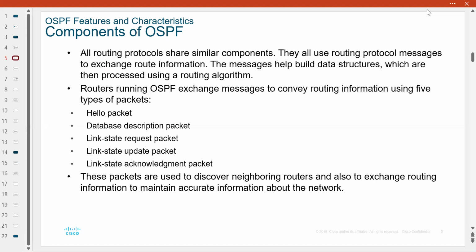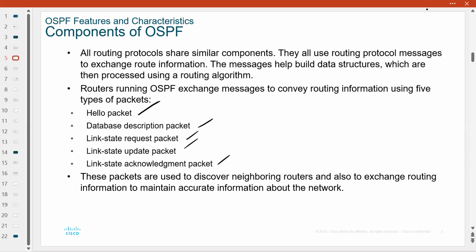So we have routing protocol messages, which are used to exchange information and tell each other whether a route exists or not. Those messages are the hello packet, the database description packet, the link state request packet, the link state update, and the link state acknowledgement packet. We will discuss all those in brief. The idea to get here is that there are messages being exchanged.